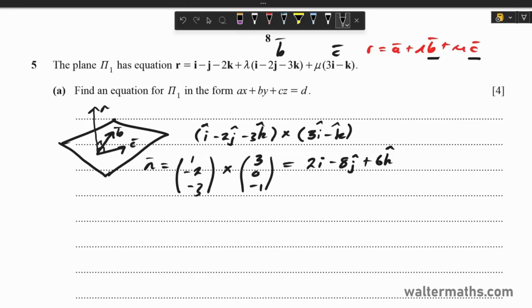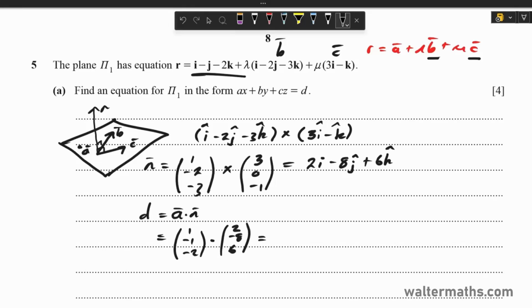All right. Now that we have the normal to the plane, we need also to find d, which we find by a dot n. A is a point on the plane, so we can have a point a on the plane, and the point on the plane for us here is i minus j minus 2k. So we are doing scalar product. I'm going to write that in column vector form, which exposes the scalars. So it's actually 1, minus 1, minus 2 dot the normal, which is 2, minus 8, 6.